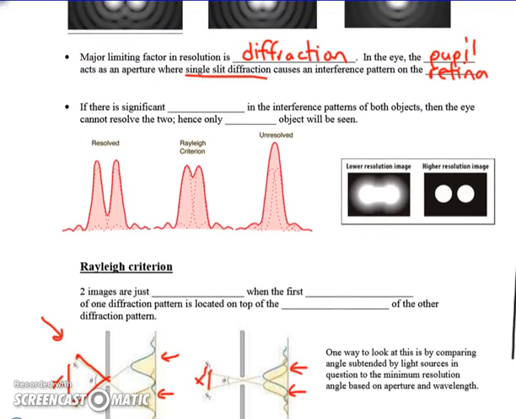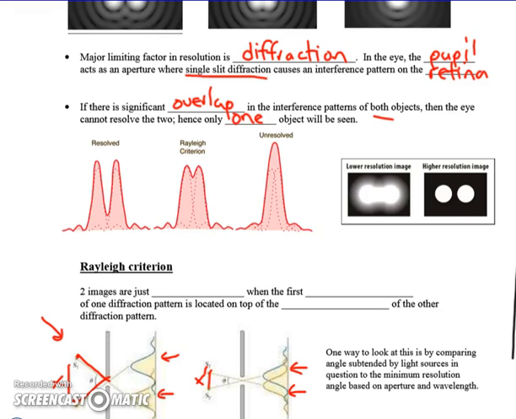So I'll back up to this bullet: if there's significant overlap in interference patterns from both objects, then the eye cannot resolve the two, hence only one object will be seen. So what we want to understand is the criterion by which we can determine if there are two or one. And that actually depends on 4 different measurements, 2 that go with the actual light sources themselves, and 2 that are based on the mechanism that's seeing the light sources.